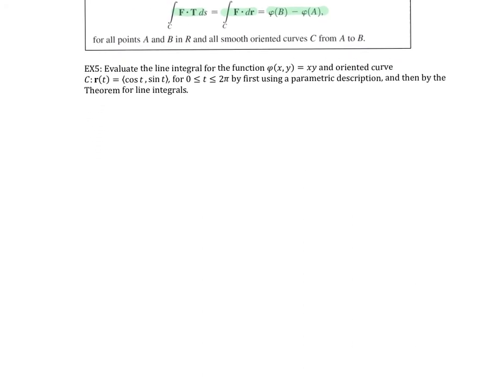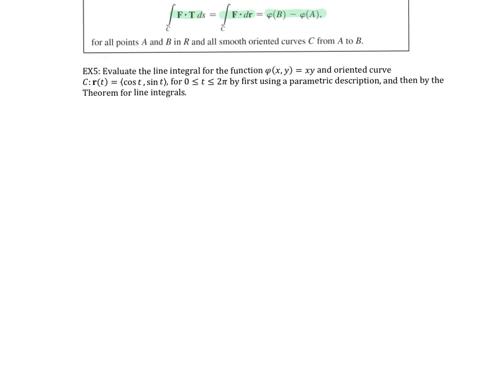In example 5, we're going to use this. Example 5 says evaluate the line integral for this function phi, which is x times y. And we have this oriented curve, cosine of t, sine of t. So that curve would be a circle, with t values from 0 to 2 pi, so it's a closed circle, and it's connected, simple. It's oriented. It's got all the nice stuff going on. We're going to do this in 2 ways. We're going to first compute our line integral doing what we did before, using the parametric description with the parameter t, and then we're going to do it by using this theorem.